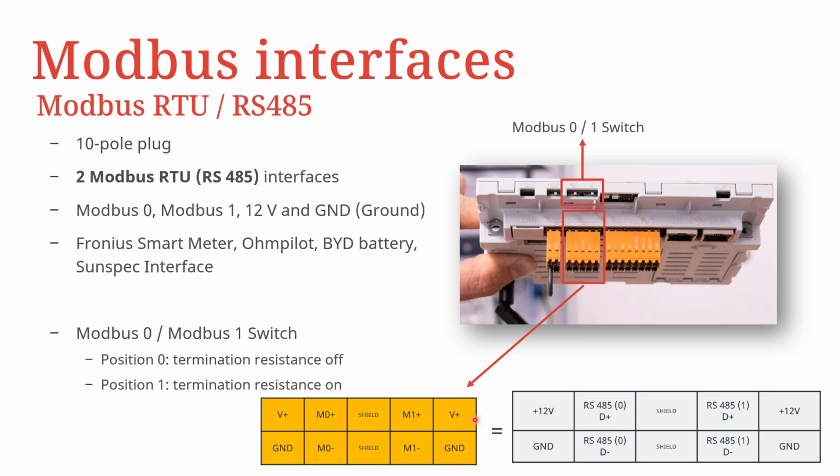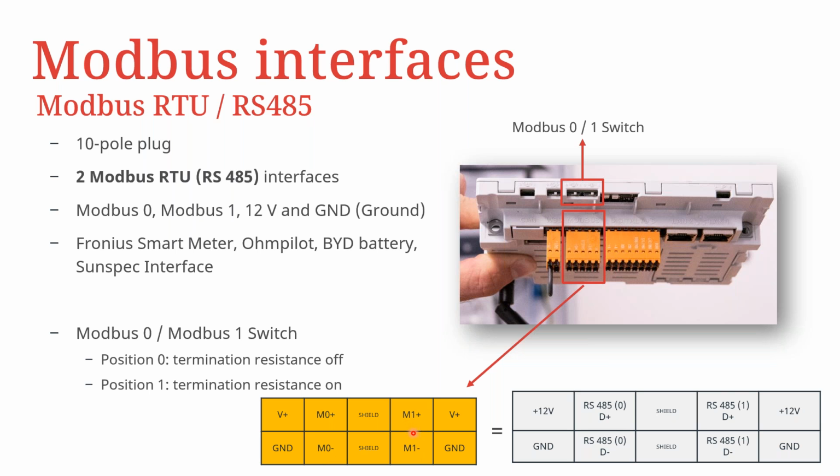Giving us a clearer look at this interface, we have an elaborate view of this port. We have the control voltage, then the first Modbus, and then the second Modbus interface with their respective complementary terminals, as you can see in this case: M0 plus and M0 minus, then M1 plus and M1 minus.